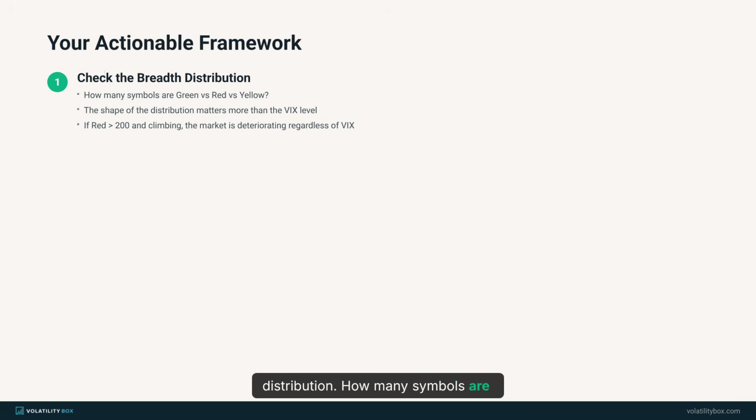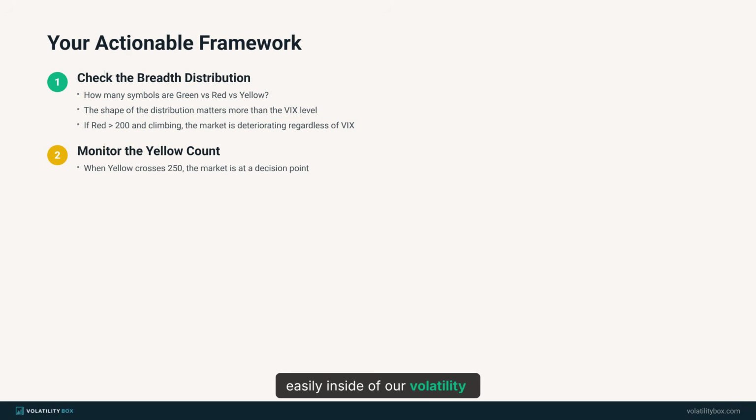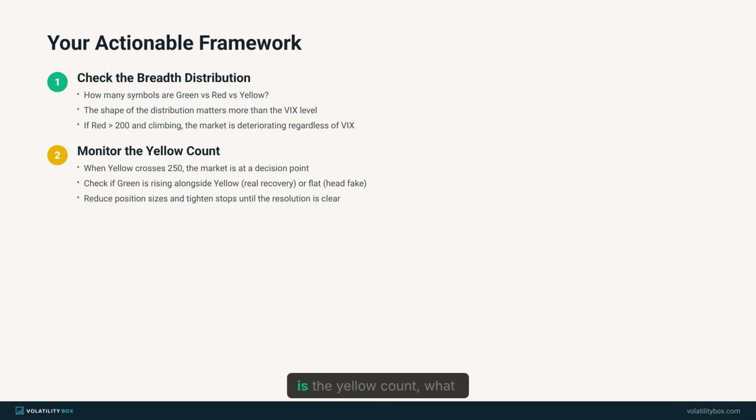How many symbols are in green versus red? You can get this count very easily inside of our volatility box dashboard. You'll be able to see what is the market breadth, how many stocks are green versus red, what's the yellow count, what's the count of the number of stocks in the orange distribution level. You can start to see how this is transitioning over time. Pay attention to this number to see when do you have some of these spikes.